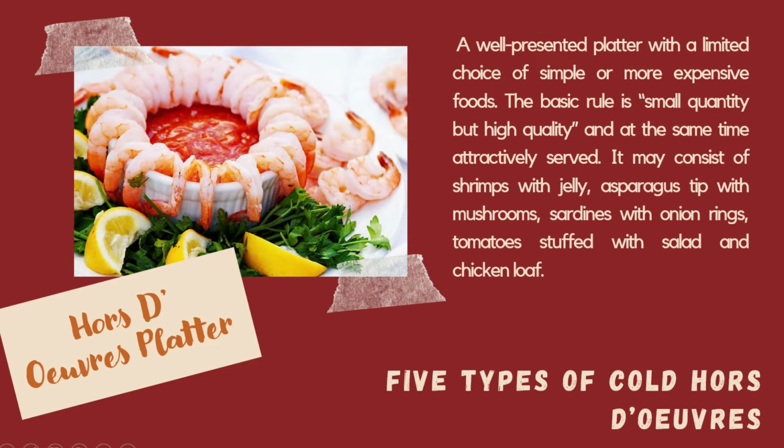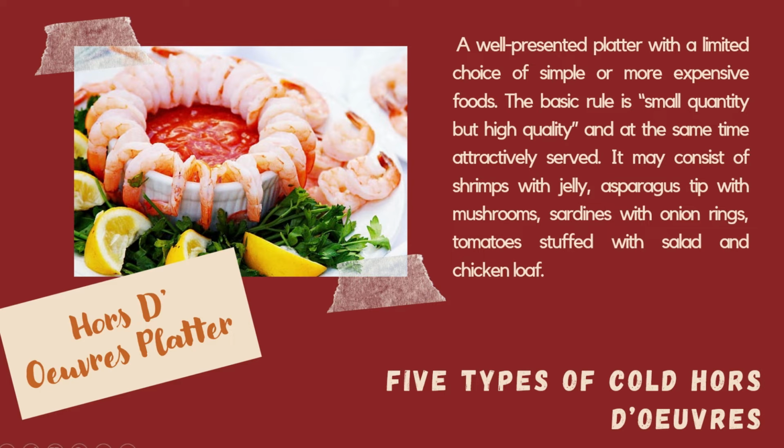Next one is the hors d'oeuvre platter. So, it is a well-presented platter with a limited choice of simple or more expensive foods. The basic rule is small quantity but high quality, and at the same time, attractively served. It may consist of shrimps with jelly, asparagus tip with mushrooms, sardines with onion rings, tomato stock with salad, and chicken loaf. So, ang rule naman dito, kahit isang klase lamang siya ng pagkain basta nakaserve ng maayos at dapat in high quality. Kung makikita nyo sa given example, dito sa pictures, hipon lang yan or shrimp lang yan partnered with jellies. Isang klase lang siya ng pagkain pero maganda ang pagkaka-present at pagkaka-plating nito. So, yan ang characteristic nito.